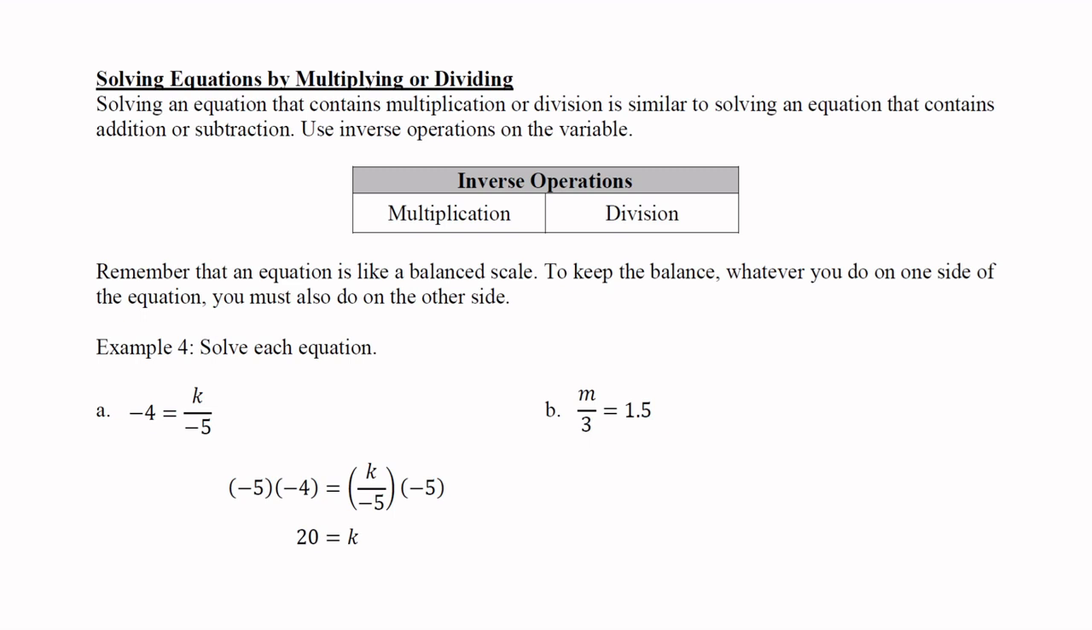For B, we have m divided by 3. So to get rid of the 3 on the bottom, because we're dividing, we're going to multiply by 3. Multiplying each side by 3 gives us m on the left-hand side. 3 times 1.5 gives us 4.5 on the right-hand side.